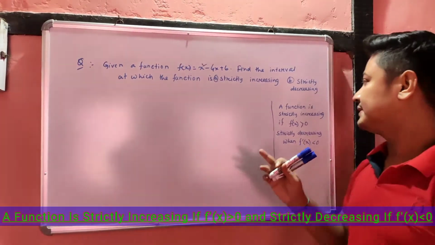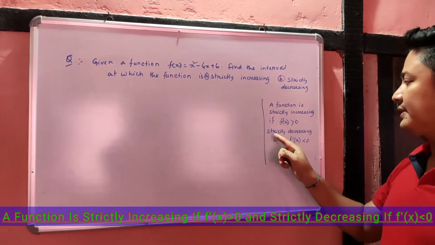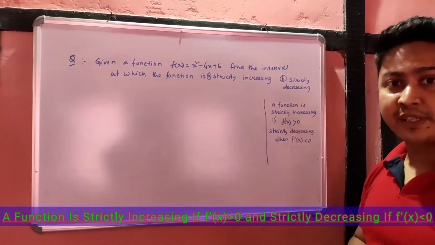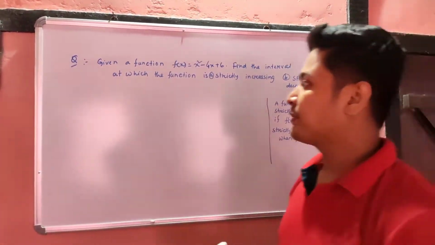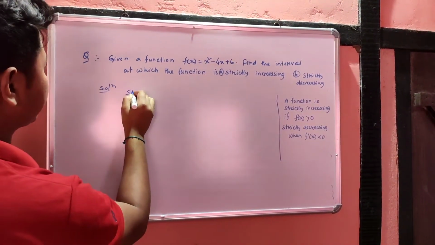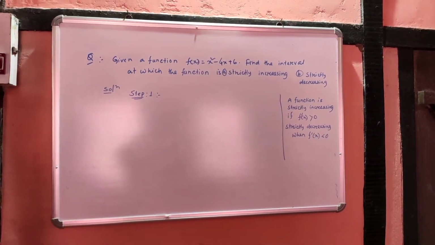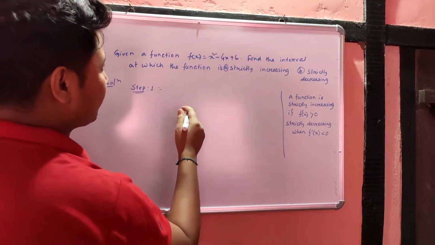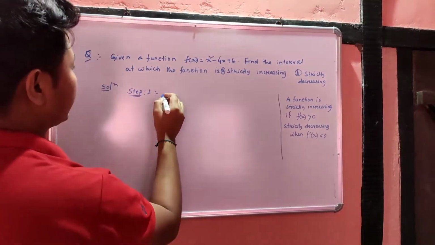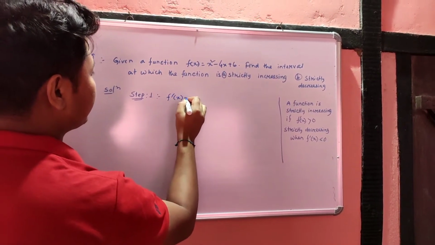We know that a function f(x) is strictly increasing when f dash x is greater than 0 and strictly decreasing when f dash x is less than 0. For solving this problem, we follow the following steps. Step number 1: we find the critical points for this given function. How do we find the critical points? By equating f dash x equal to 0.